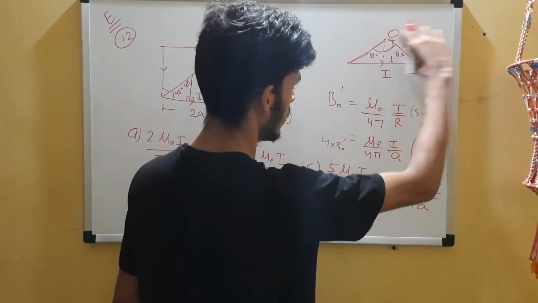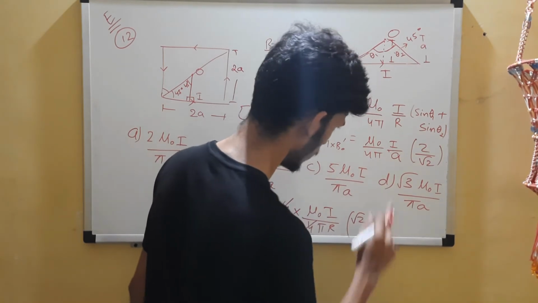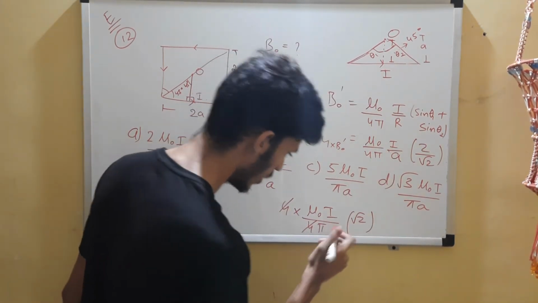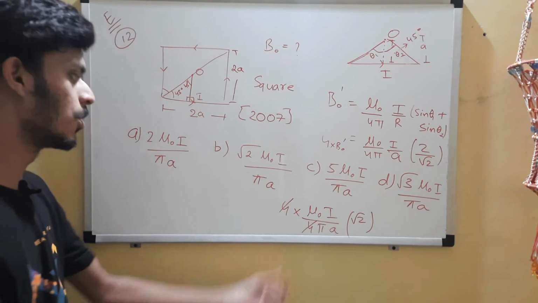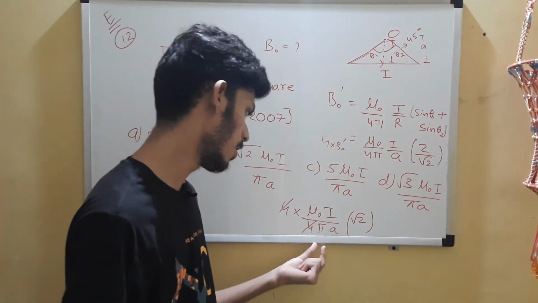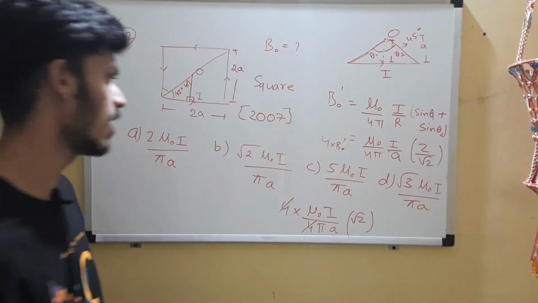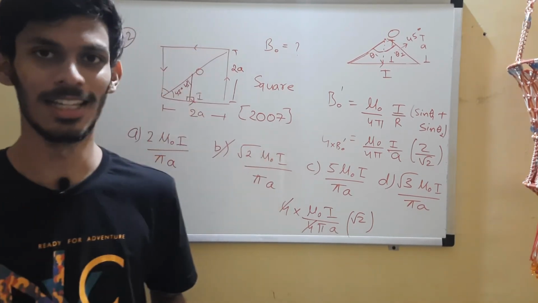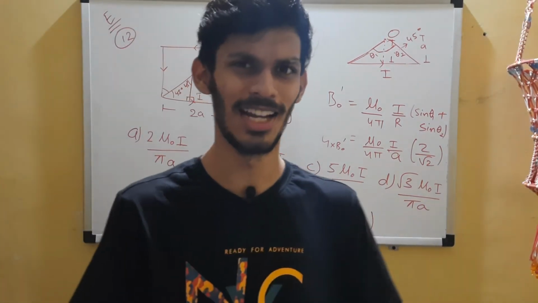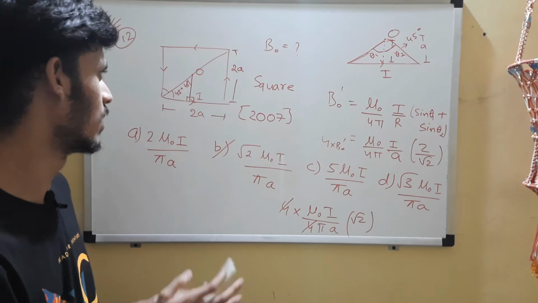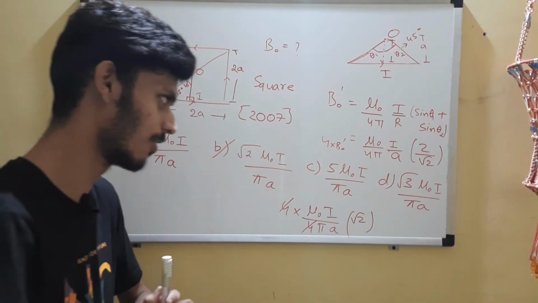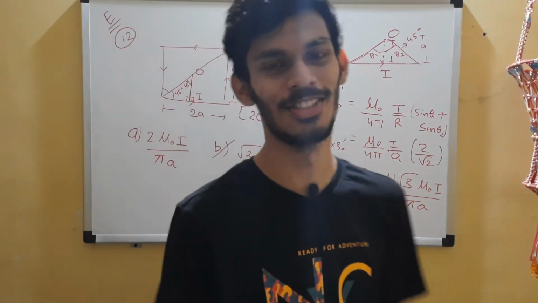Okay, perpendicular distance, A. Just substitute it over here. So mu naught root 2 mu naught I upon pi a. Option B is the correct choice over here. I hope that is clear. It is very straightforward, just a little bit of logic over there. Let's move to the next question.